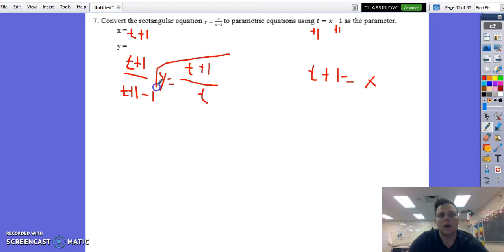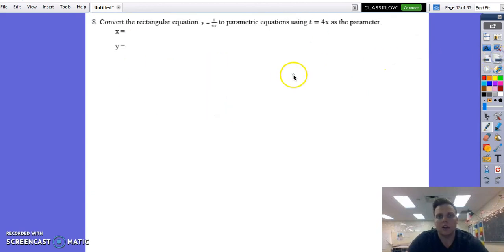And there we are. Okay, so those are my two answers. Alright, next problem here. Same idea. Number 8. Convert the rectangular equation y equals 1 over 4x to parametric equations using t is equal to 4x as the parameter. Alright, so once again, we want to get two equations.